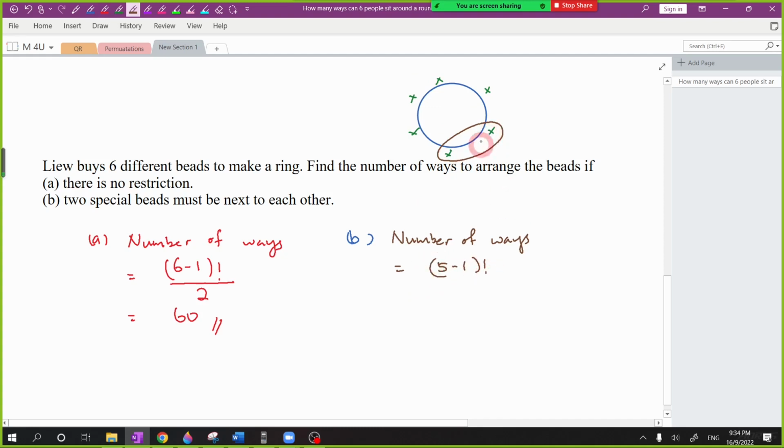Okay? And these 2 can exchange their places, times 2 factorial. But this time, because this is forming a necklace, we can actually turn it over. We have to divide the answer by 2. Okay, so 5 minus 1 is equal to 4. 4 factorial times 2 factorial divided by 2. You will get 24.